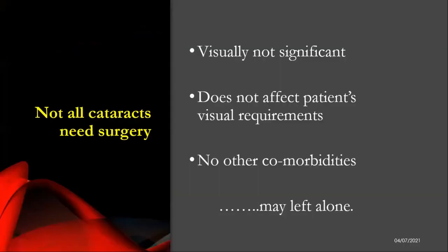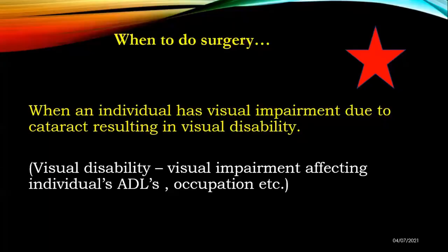Some of the congenital cataracts are not visually significant and of course not progressive, and therefore we can leave them alone. So then comes the question, when do we need cataract surgery? The answer is when an individual has visual impairment due to cataract resulting in visual disability. Visual disability is a visual impairment which affects an individual's activities of daily life, occupation, etc.